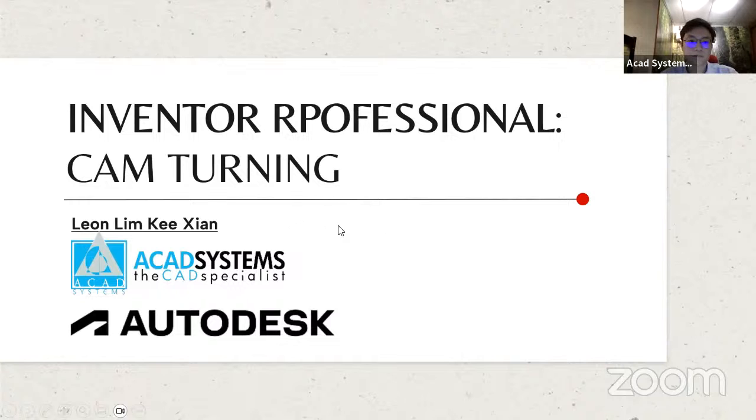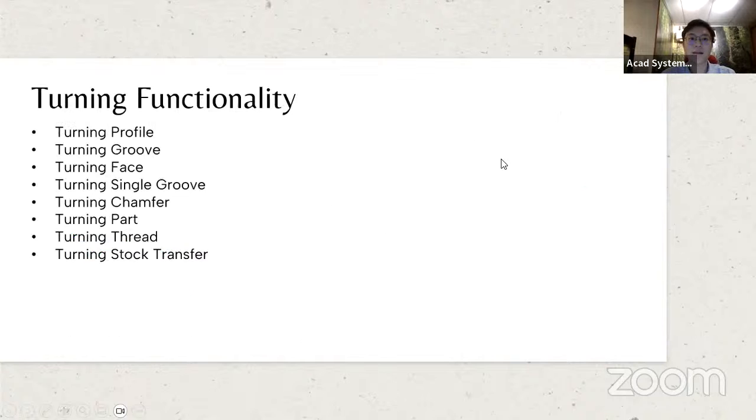turning. Before that, we need to understand how to use each and every different tool that's available in Inventor CAM. Over here, there is a list where there's turning profile, turning groove, turning face, turning single groove, chamfer, part, thread, and stock transfer. I'll slowly explain each of the different features and their use cases, in which scenario we would be using which one.